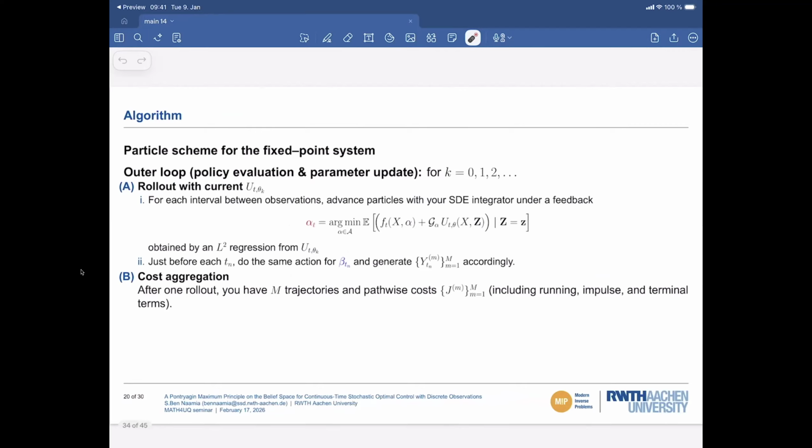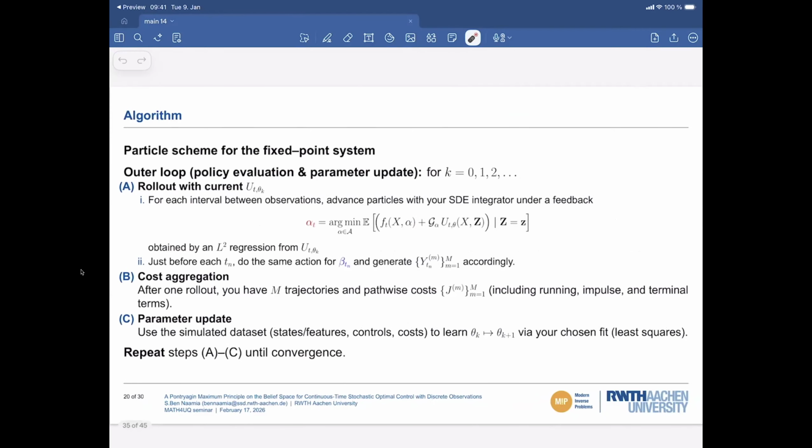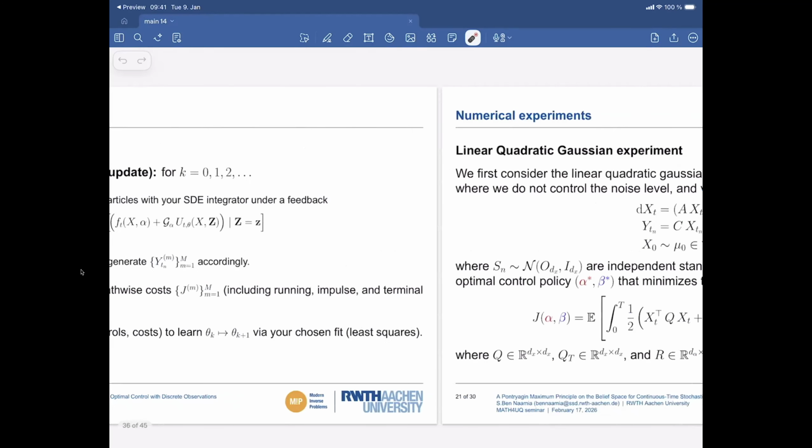What happens here is that you keep doing this for multiple subintervals, and you end up with m trajectories, and you have pathwise costs for each trajectory. So you include the running cost, the discrete impulse cost, and the terminal term also. Then you update your parameter theta based on these aggregated costs from each trajectory. And then you do this again until a particular convergence is achieved in some sense. And this is the numerical way to do this.